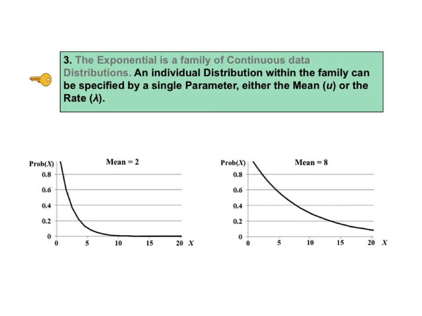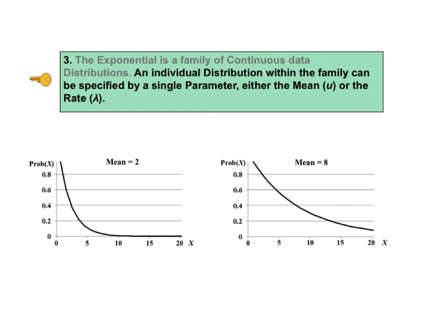Key to understanding number 3 goes on to say, an individual distribution within the exponential family can be specified by a single parameter, either the mean mu or the rate lambda. It takes 2 parameters to describe an individual distribution in other distribution families like the normal, the F, or the chi-square distributions. But the exponential can be described with just one parameter, the mean or the rate. Take your pick. If you know one, you know the other. Remember that the mean mu is 1 divided by the rate, lambda, or vice versa.